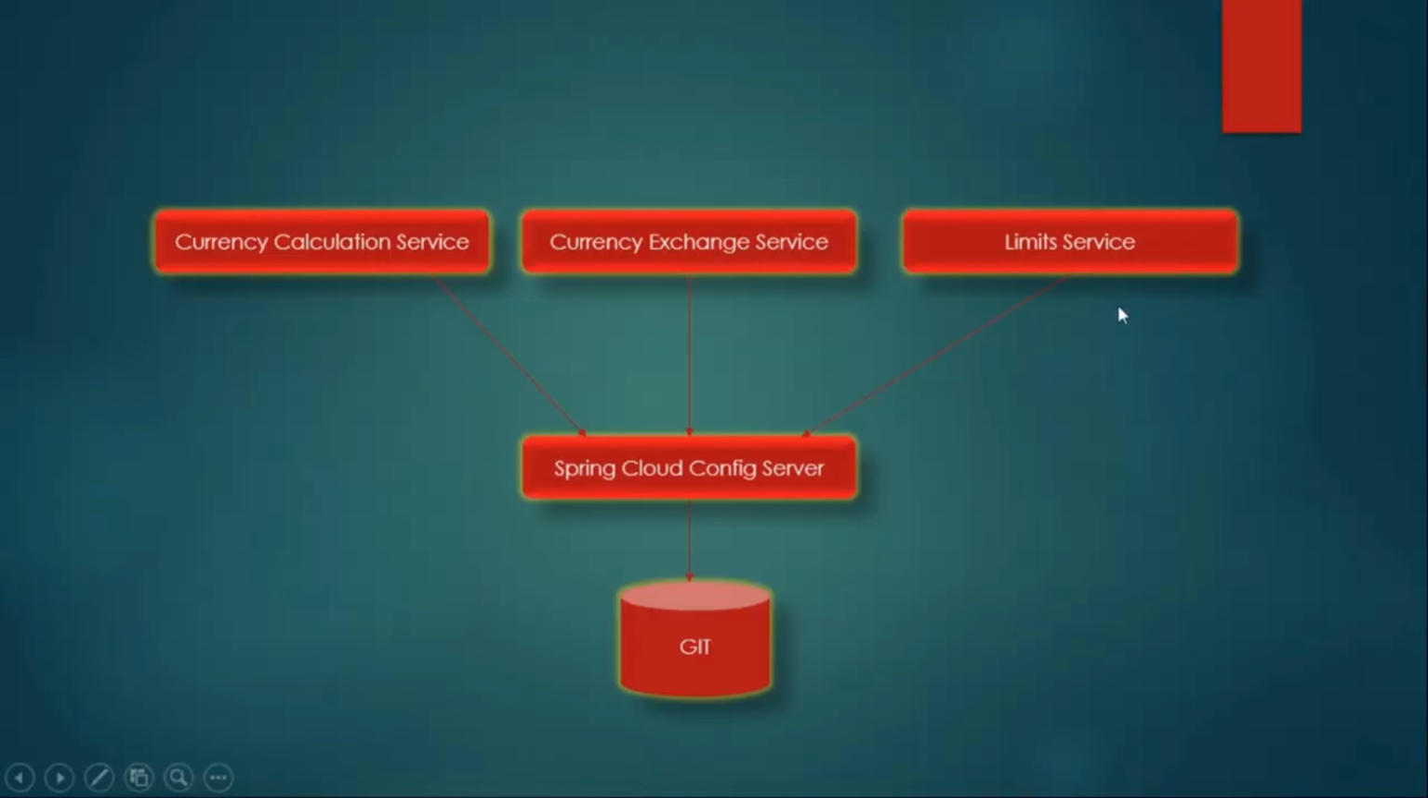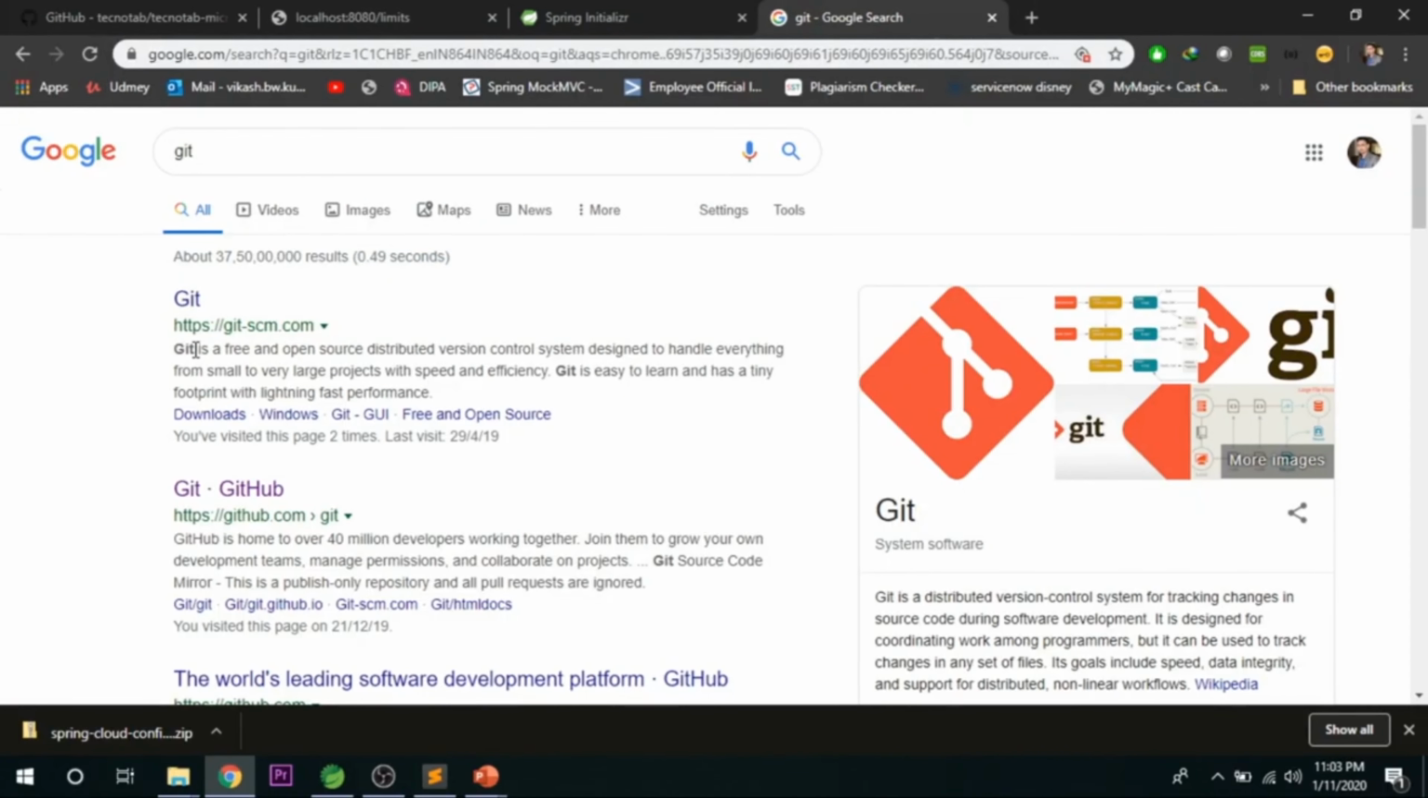Now we have created our limit service and we have created our Spring Cloud Config Server. The next step will be to install Git locally. Let's install Git locally. So what you have to do is go to the browser and search for Git. Git is a free open source distributed version control system designed to handle everything from small to very large projects with speed and efficiency. So it is very self-explanatory.